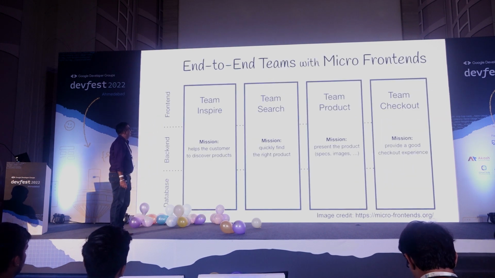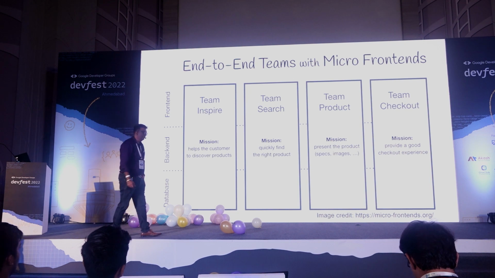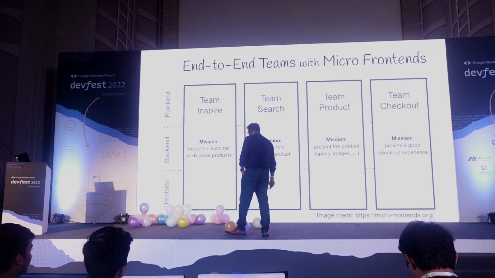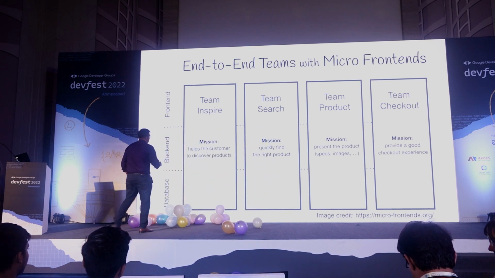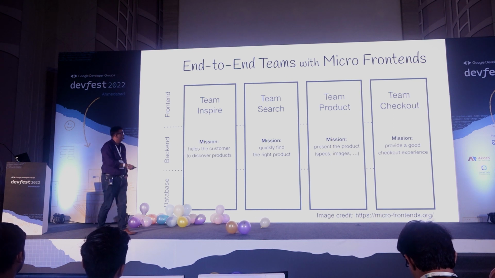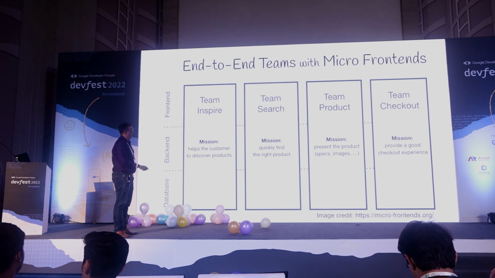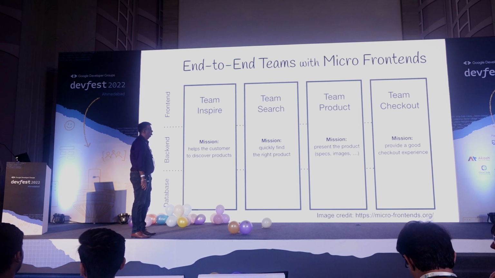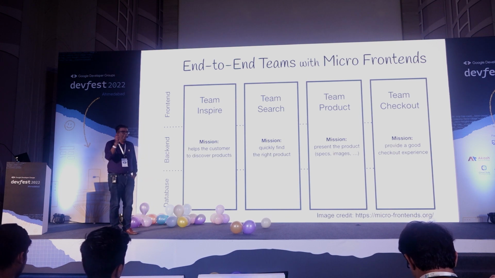But with the front-end teams, we can also divide these teams into small teams, and we can create the micro front-end. So here, for example, Team Inspire will help the customer discover the product, like a search, right? Then Team Search will help quickly find the right product, so they will suggest some products based on your search. Then Team Product will present product images and all the product information, and Team Checkout will take care of your checkout workflow.